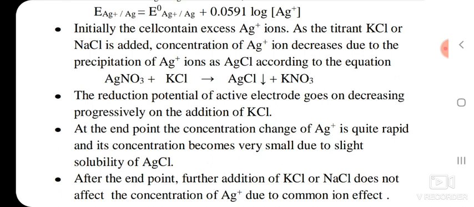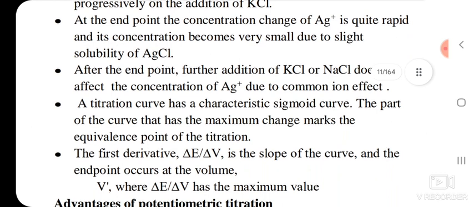At the endpoint, the concentration change of Ag+ is quite rapid and its concentration becomes very small due to slight solubility of AgCl. After the endpoint, further addition of KCl or NaCl does not affect the concentration of Ag+ due to common ion effect.